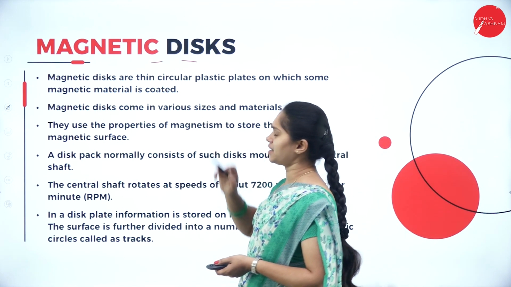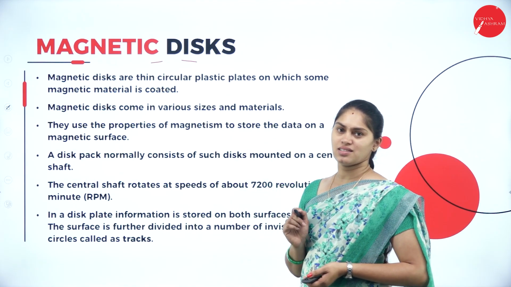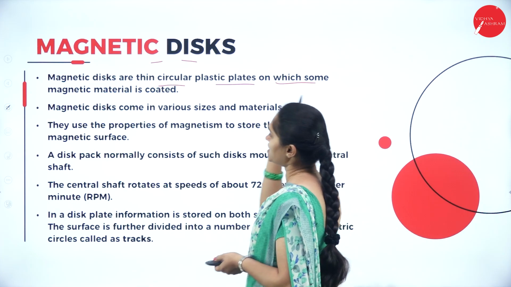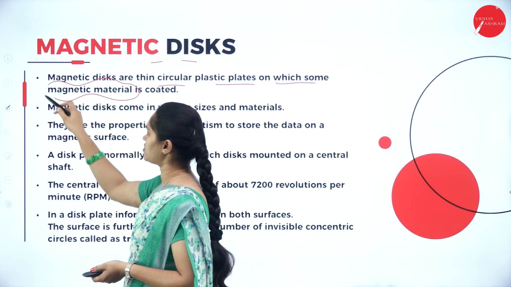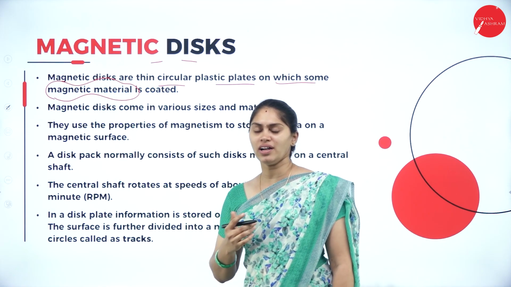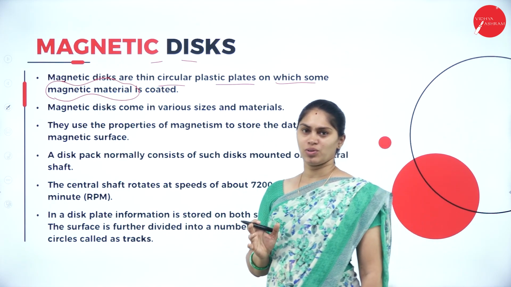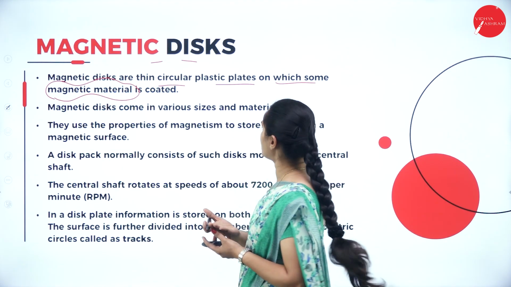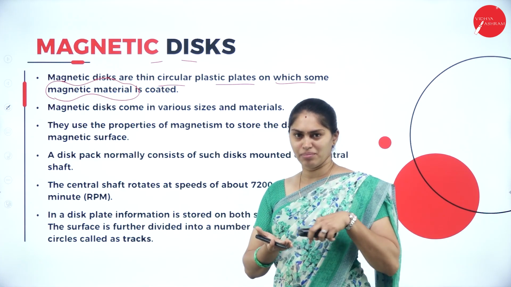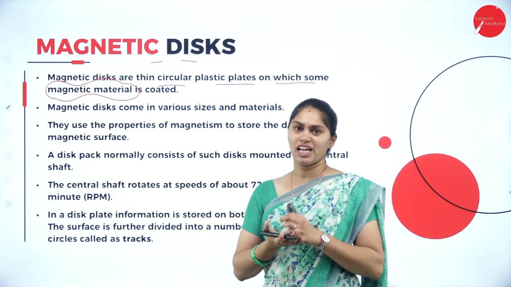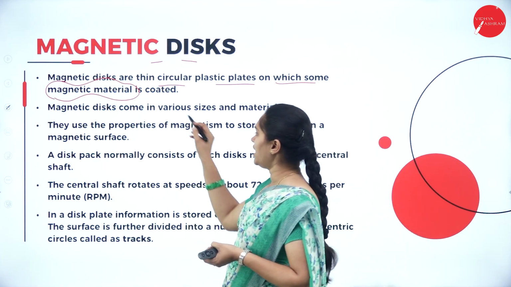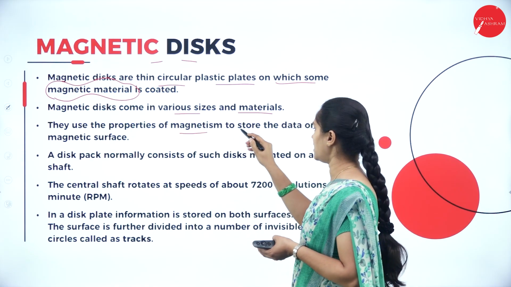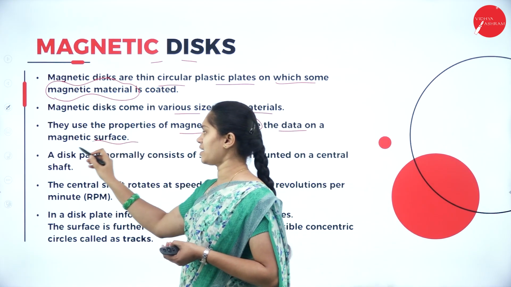Next, we'll see the magnetic disk or magnetic media, which comes under the secondary storage devices. Mainly it consists of thin circular plastic plates on which some magnetic material is coated. All these secondary storage media have a different methodology to store the data. Here we use magnetic material coated on thin circular plastic plates. That magnetic media holds the data and information permanently, and it comes in various sizes and materials. The main property of magnetism here is to store the data on a magnetic surface.